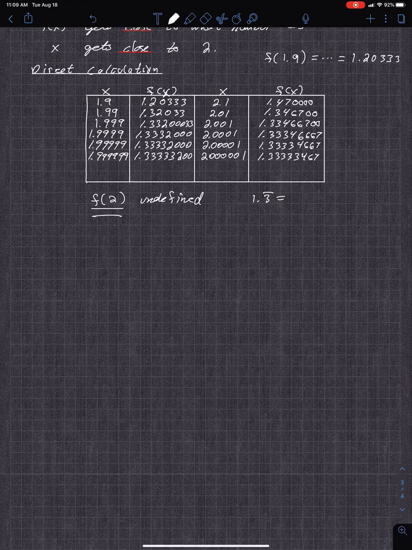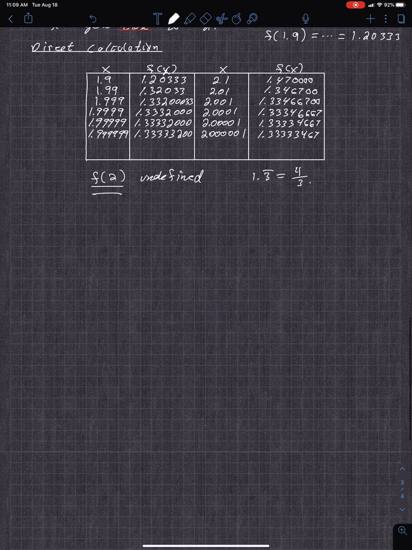So 1.3 repeating is what? That's 4/3. So what we say then is, this is the intuitive idea, right? It appears that as x approaches 2, and remember that arrow, if you haven't seen that before, means approaches, f of x approaches 4/3.